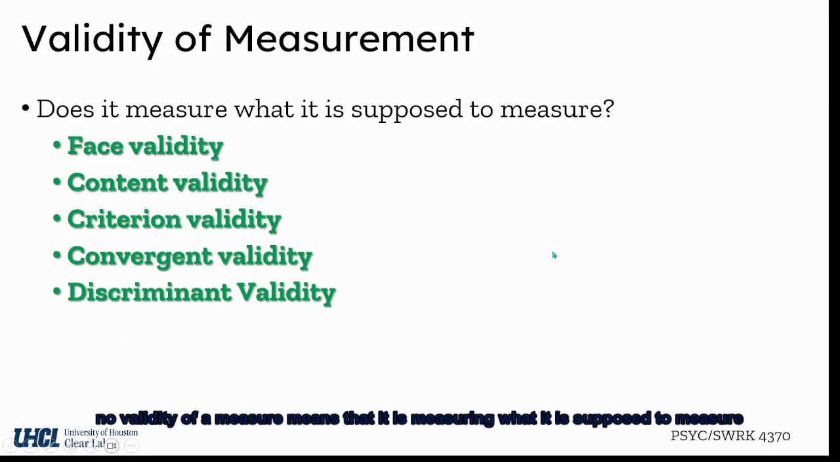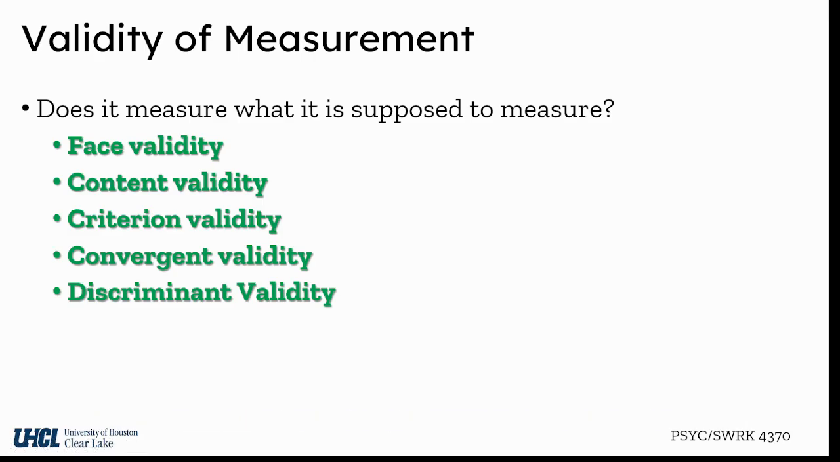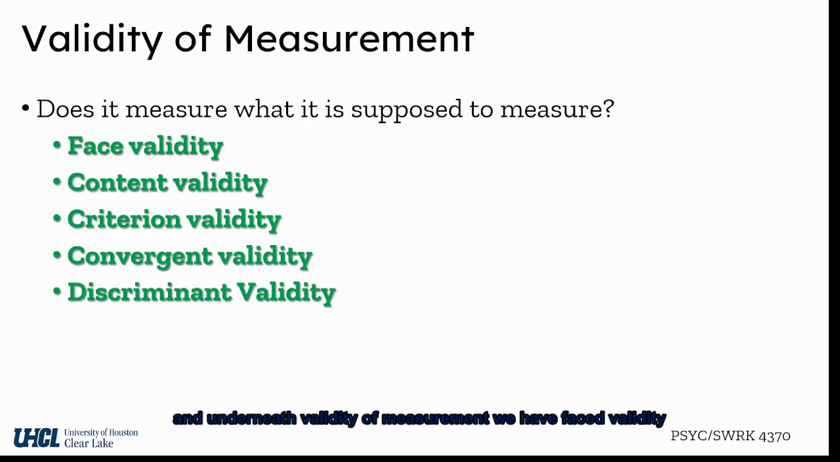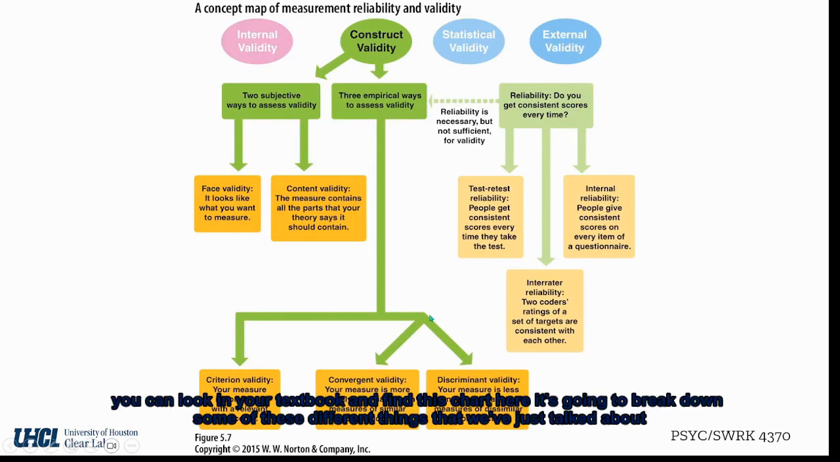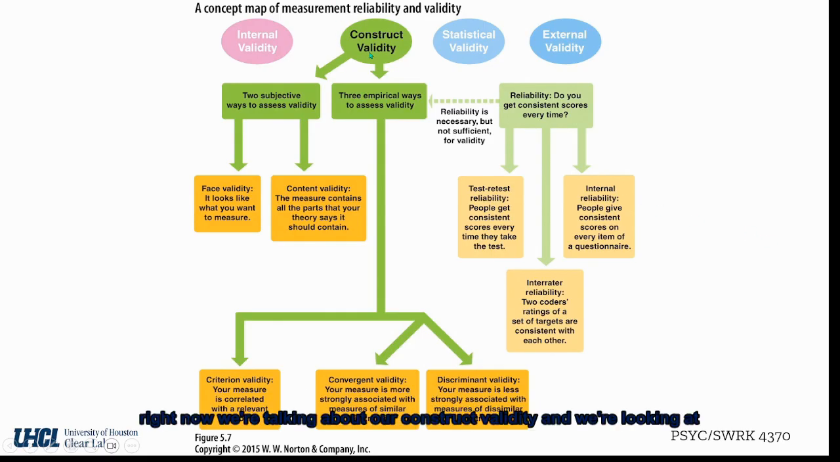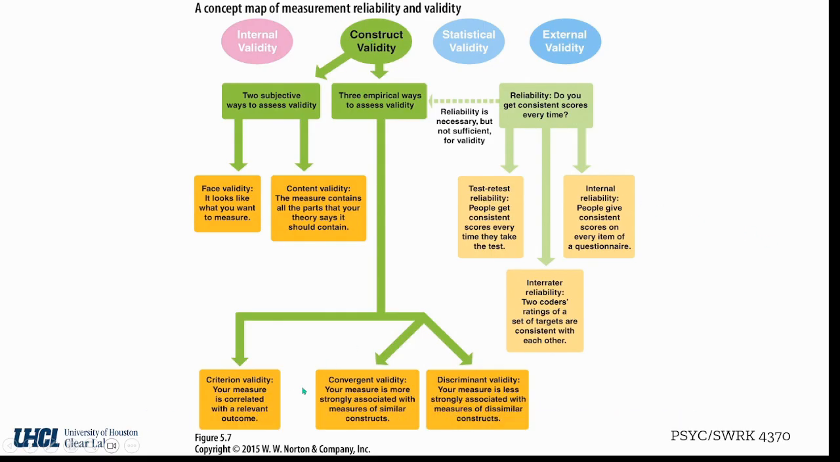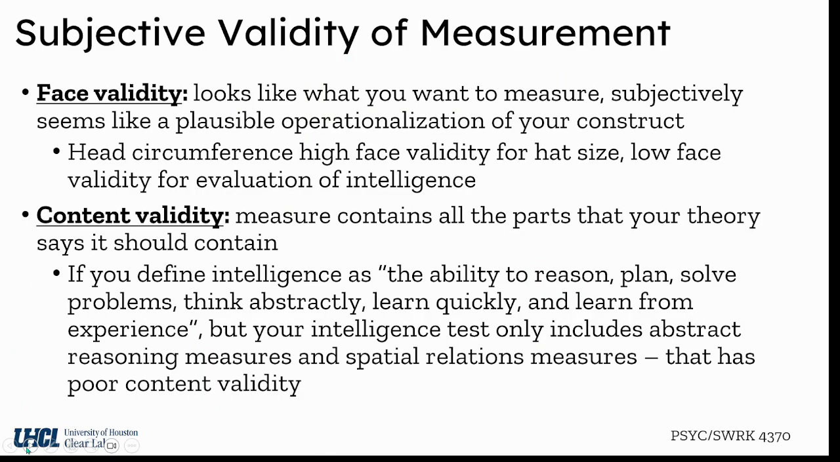Now, validity of a measure means that it is measuring what it is supposed to measure. And underneath validity of measurement, we have face validity, content validity, criterion validity, convergent, and discriminant validity. You can look in your textbook and find this chart here. It's going to break down some of these different things that we've just talked about. Right now, we're talking about our construct validity, and we're looking at some different ways that we can measure that.